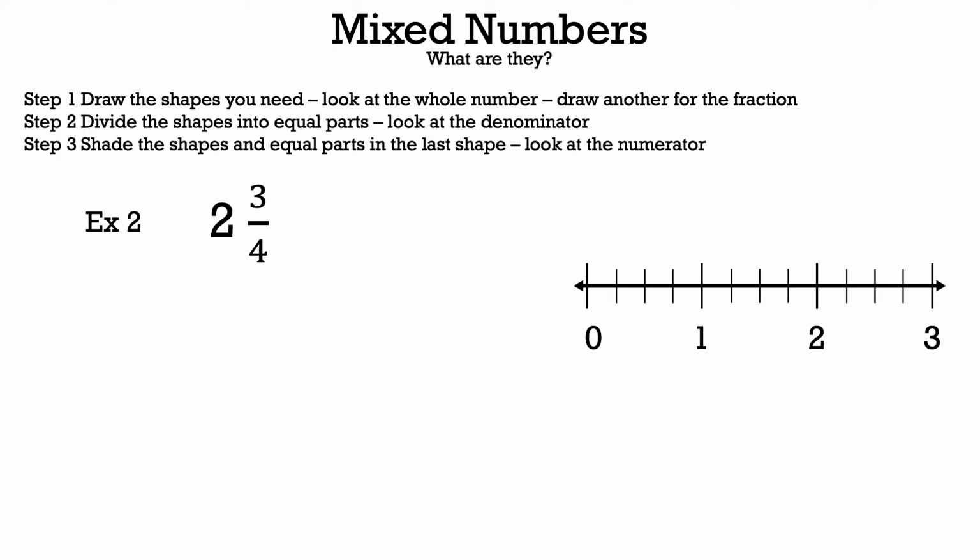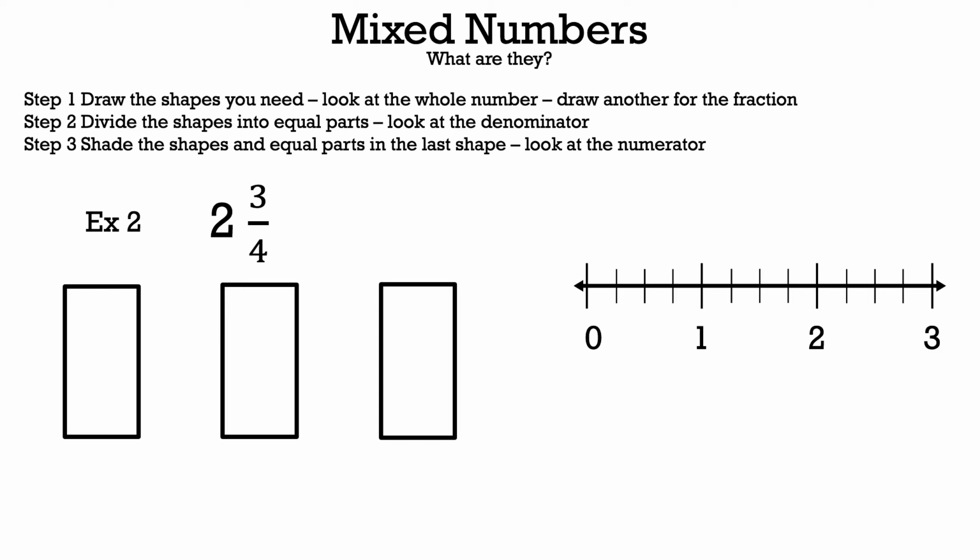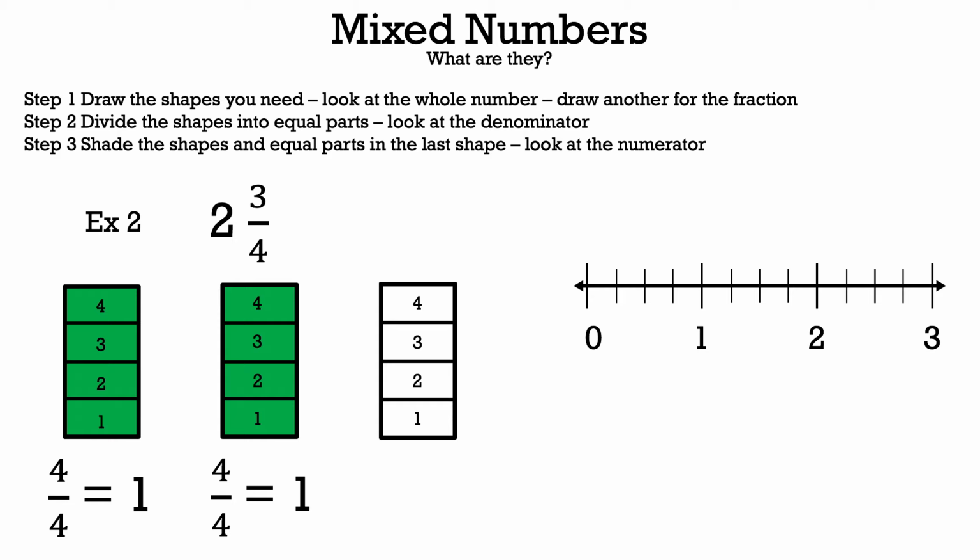We have 2 and 3/4. So let's go ahead and draw this particular circumstance, 3 rectangles. Once again, you can draw whatever you want. And now we're going to separate it into 4. Why 4? Because of the denominator, which is 4. Now we're going to shade the first 2 because of the whole number 2. And now we're going to shade 3 of the 4 because of the numerator in the fraction 3/4.